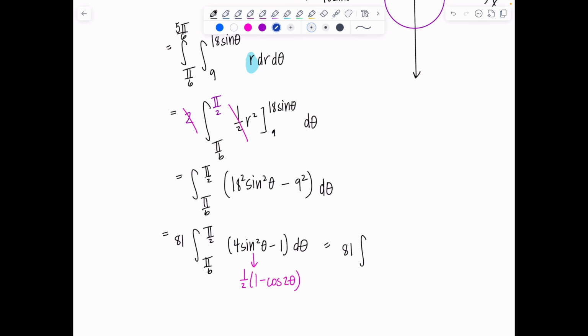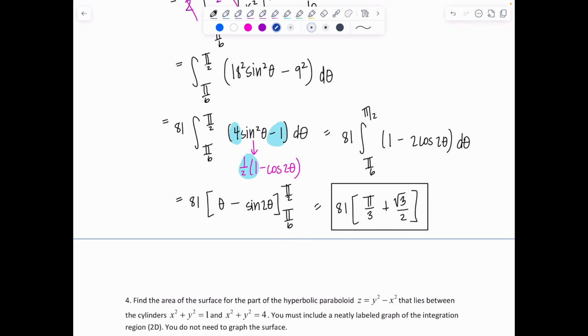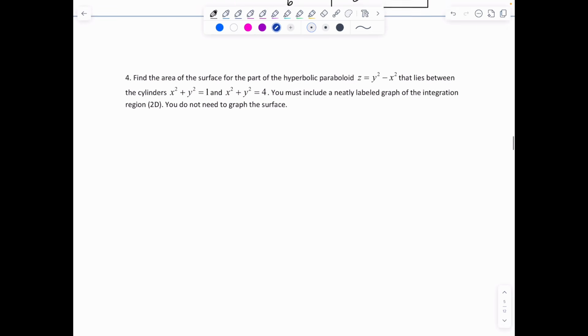So then that's 81 times the integral from pi over 6 to pi over 2. And then don't forget you have 2 minus 1. 2 minus 1 is 1. And then minus 2 cosine 2 theta d theta. From here, we'll have 81 times theta minus sine 2 theta, since the 2 will cancel when I take the antiderivative, from pi over 6 to pi over 2. And you should end up with 81 times pi over 3 plus root 3 over 2. Boom. Good? Okay. Next problem deals with surface area.